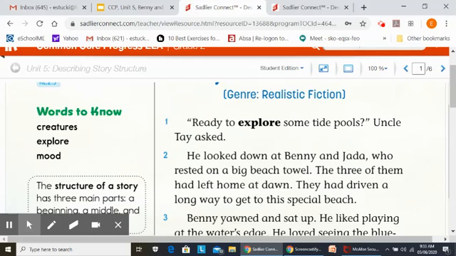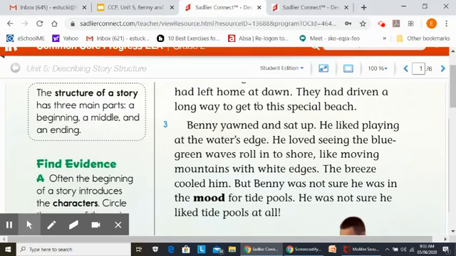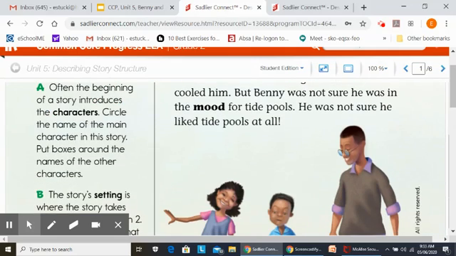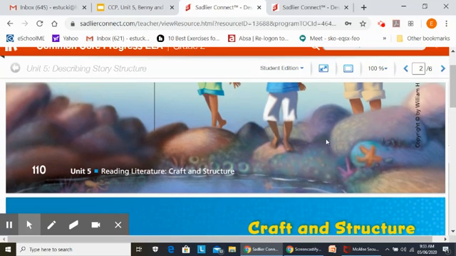Just to recap again, Benny and Uncle Tay and Jada, his friend, go to the beach. They want to go see the tide pools. Benny is not in the mood for the tide pools. These are my characters, as you remember, and you can see on his face already, he's not impressed with tide pools and slimy sea monsters. Cool.